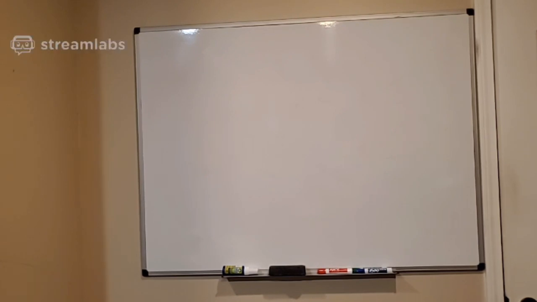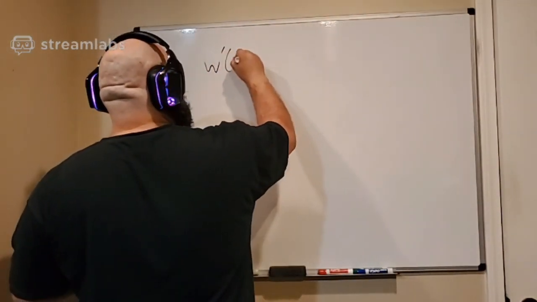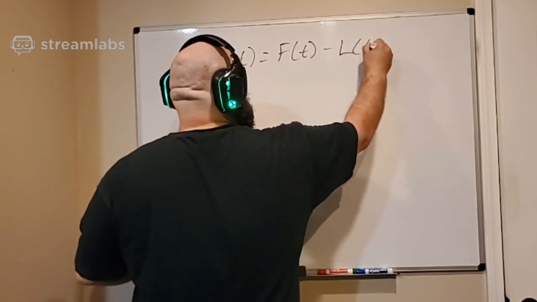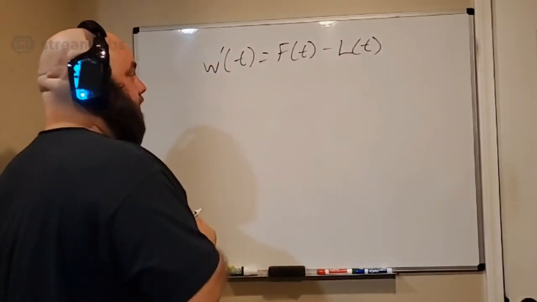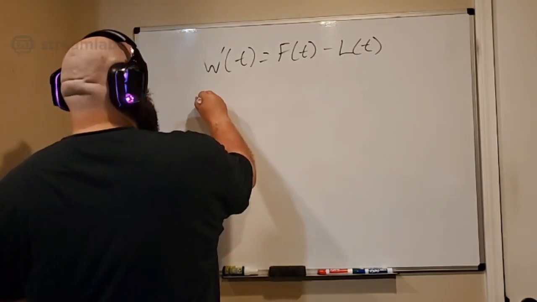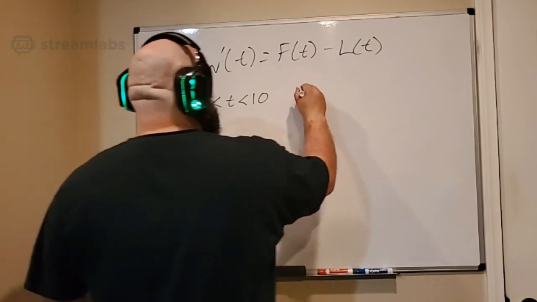So what is the rate of change of the volume? Again, we have to remember that is W prime. And our W prime of t will be F of t minus L of t. If we have that, this question becomes super easy. They basically said, in between 5 and 10, does W prime of t go from positive to negative?